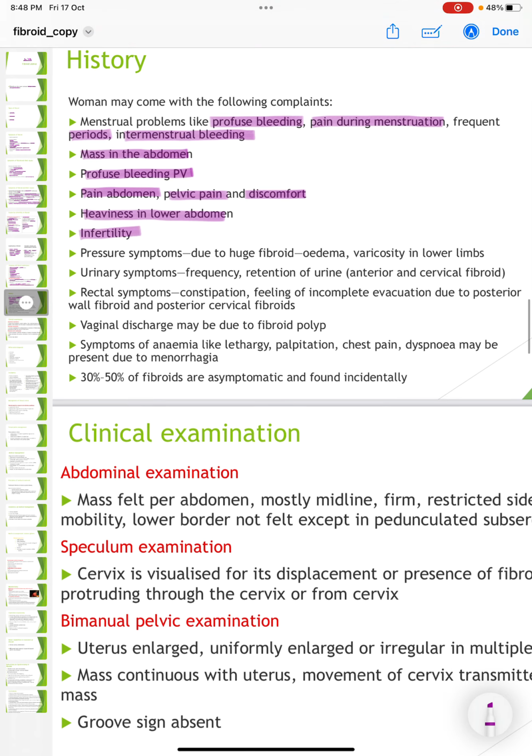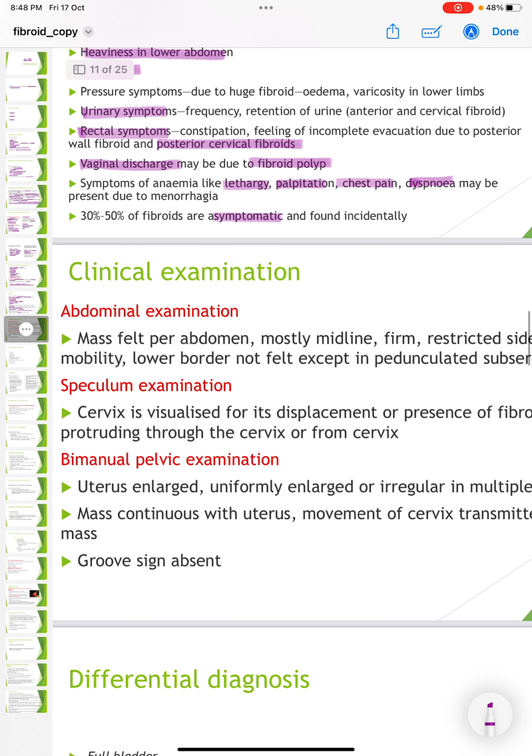fibroid, edema, varicosities in the lower limbs, and urinary symptoms like frequency, retention of urine, rectal symptoms like constipation, feeling of incomplete evacuation because of posterior wall fibroid and posterior cervical fibroid, vaginal discharge due to fibroid polyp, anemia symptoms like lethargy, palpitation, chest pain, dyspnea. 30 to 50% are asymptomatic and they are found only incidentally.